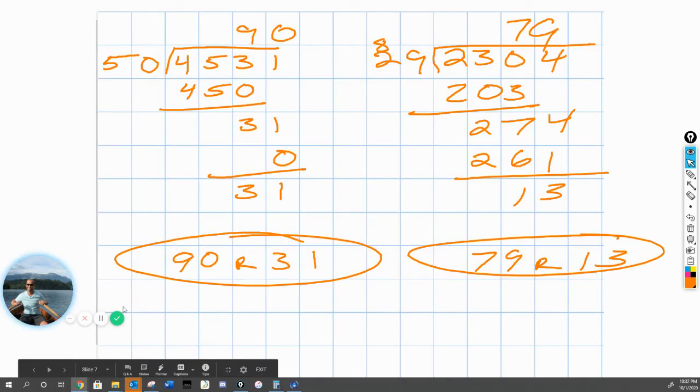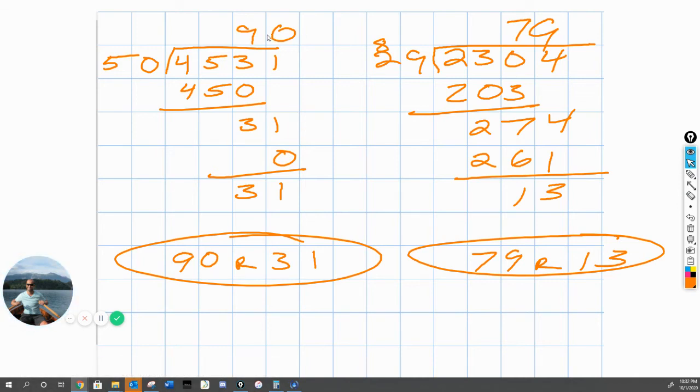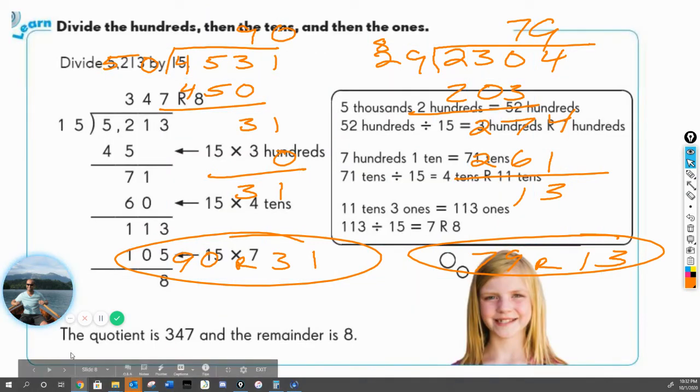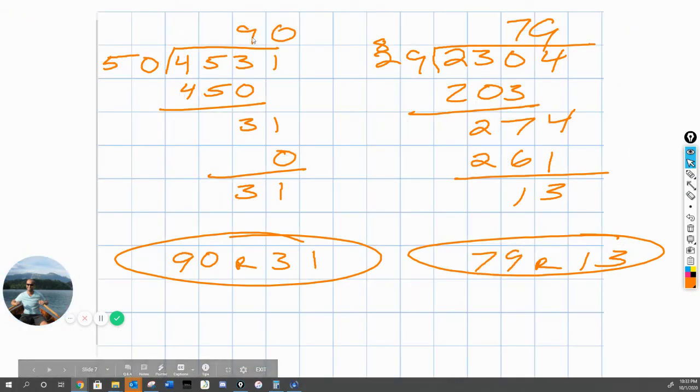All right, here's just 2 of them because that's what I had room for. But I want you to see something. This bit right here. Some people will get to the 9 and just stop and go 9 remainder 31. But you've got to see that through. 50 doesn't go into 31. It goes in 0 times. 0 times 50 is 0. And then you get that 31. Do not forget that step.